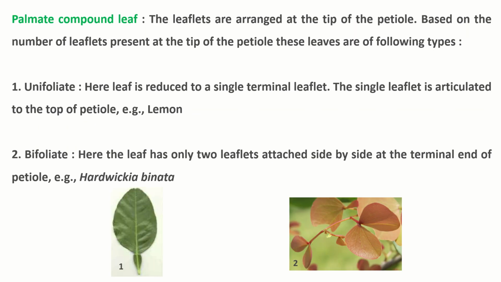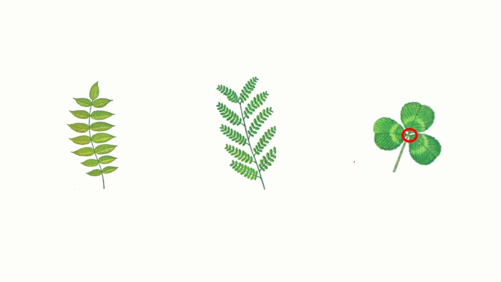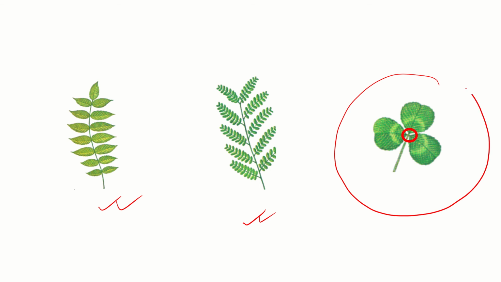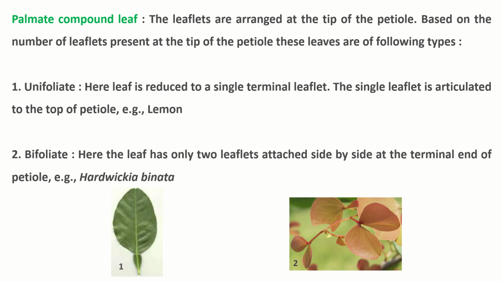Fine. Now we'll come to palmately compound leaves. Right over here, these are the pinnate ones and this one is the palmately compound leaves. From one point of origin they will originate. The leaflets are arranged at the tip of the petiole. Based on the number of leaflets present at the tip of the petiole, these leaves are of following types.